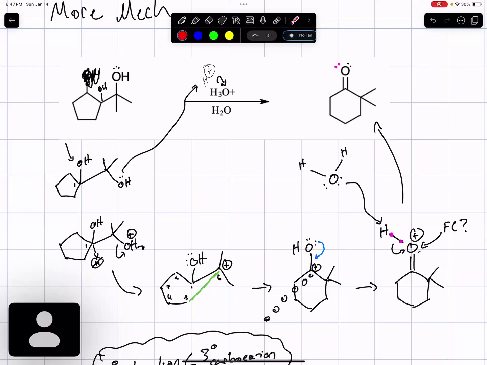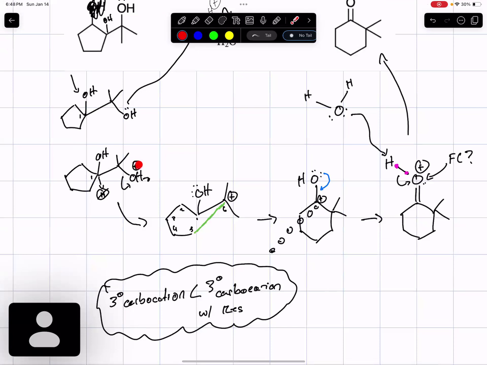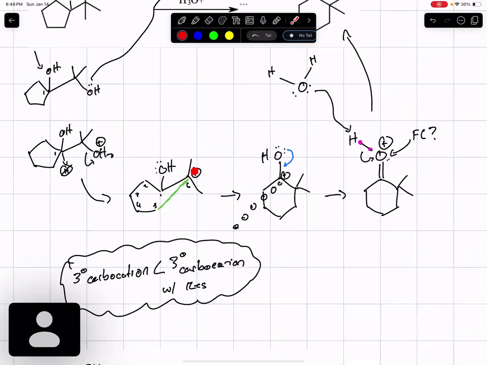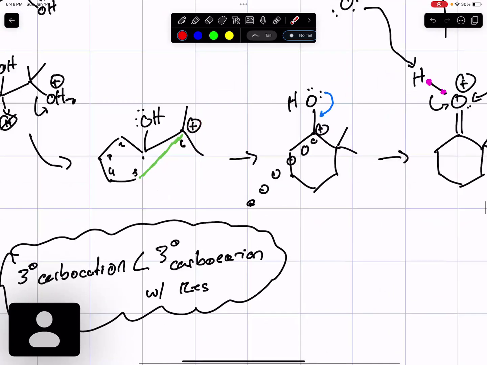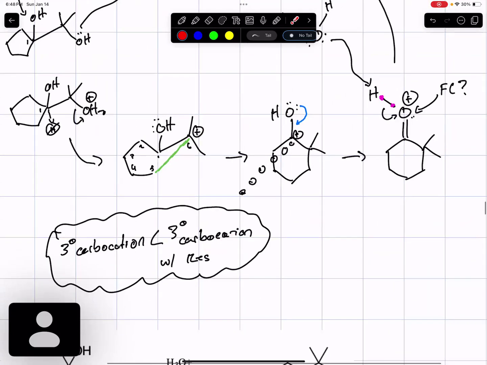That hydrogen now protonates this water molecule. Water, now positively charged, is a good leaving group. It leaves, and once it leaves, it forms a tertiary carbocation, right? That tertiary carbocation is stable, but what's more stable than a tertiary carbocation is a tertiary carbocation with resonance.